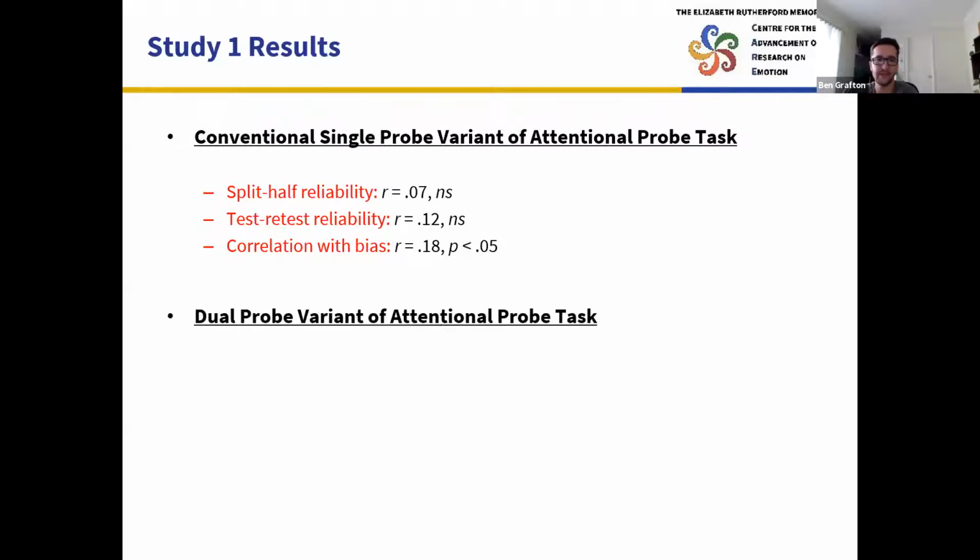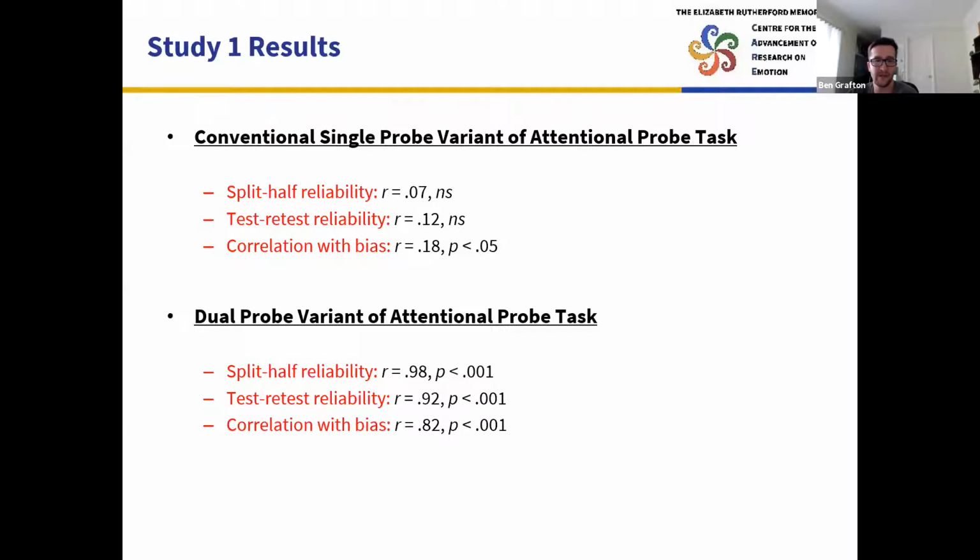In contrast, with the dual probe approach, the split half reliability was 0.98, retest reliability 0.92, and the correlation with the bias that was known was 0.82. In other words, really, really good.